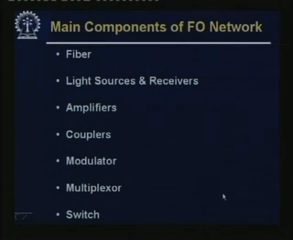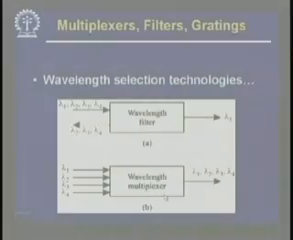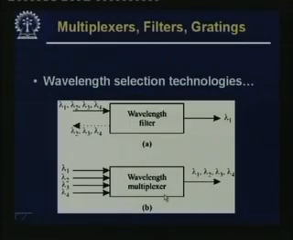In fiber optic components, of course, the basic fiber is there, we have already talked about it, so we will talk a little bit more about this. Then we have light sources and receivers on the two ends, because we know that in fiber optic cables, light is the carrier of information. Then we require different components like amplifiers, couplers, modulators, multiplexers and switches. We will look at these components one by one, and then we will start our discussion on wavelength division multiplexing. The next set of components are multiplexers, filters, gratings.